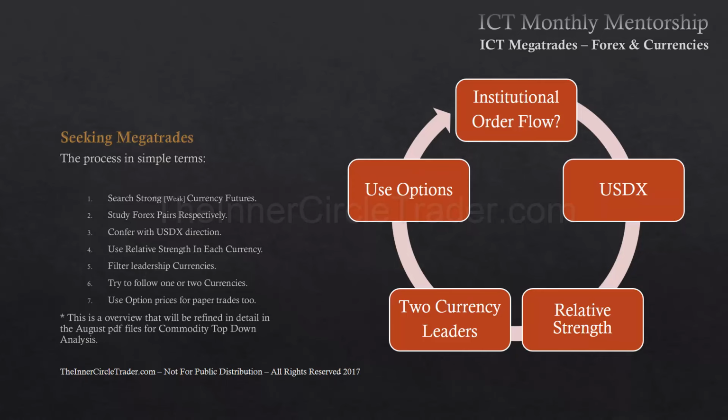And once we arrive at that, we try to narrow it down to 1 or 2 currencies that fit that criteria. Once we have a weak currency and a strong currency defined with relative strength, then we can go into 2 different approaches. We can trade the underlying futures contracts, or we can use the options to trade those futures contracts, or we can use the Forex approach and whittle out a mega trade by using the crosses. Now, obviously, this is an overview, and it will be further refined in detail in August PDF files from the commodity top-down approach.